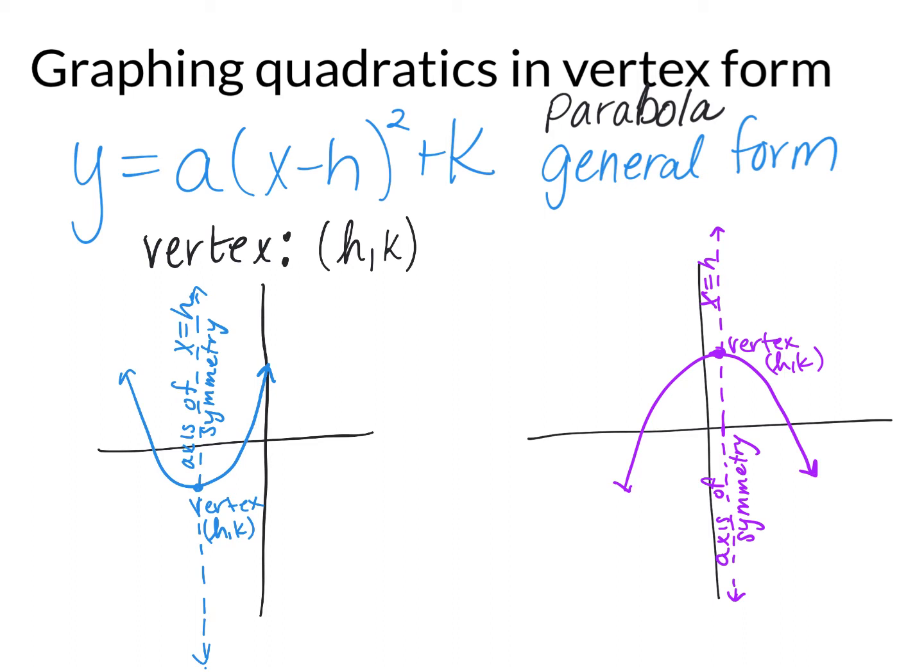Yes? Wouldn't the vertex be negative h, negative k? It is not, because the equation is x minus h. That means when h is 3, the equation says x minus 3, which is what we're used to seeing, right? It's the opposite. So the negative's in there because it's already taking account of the opposite.